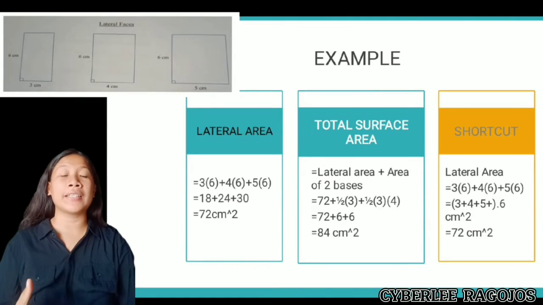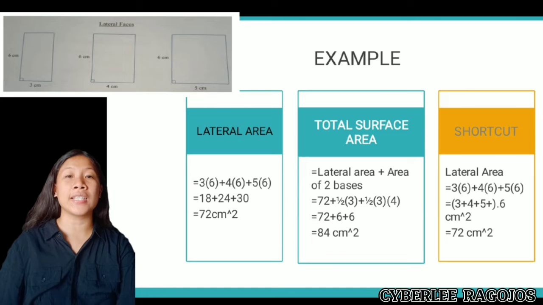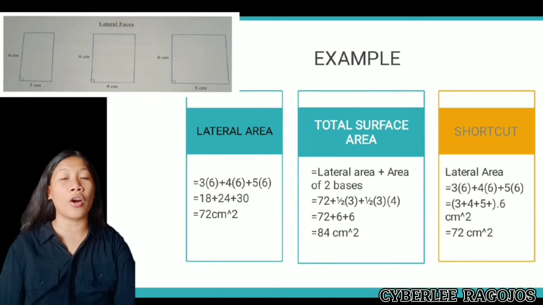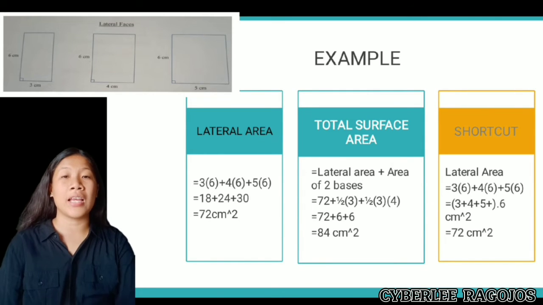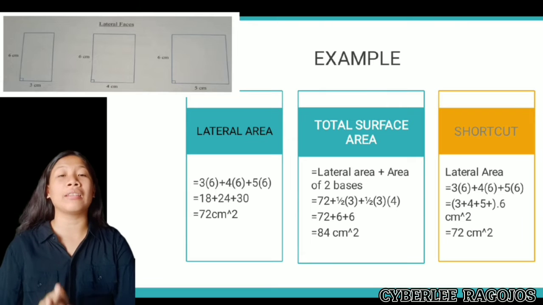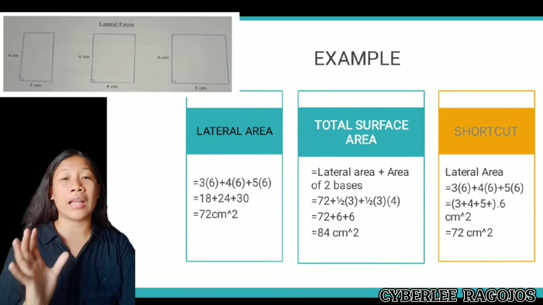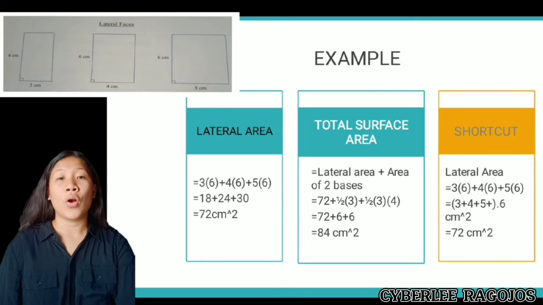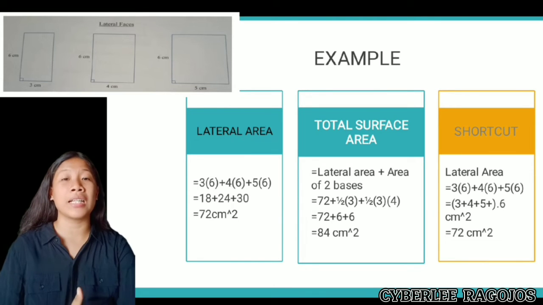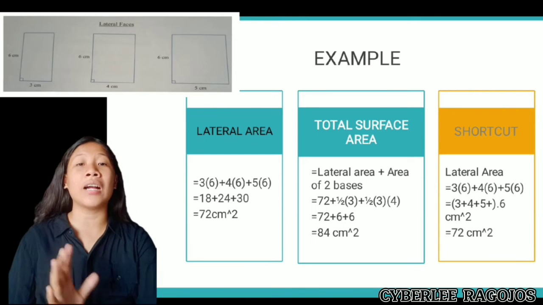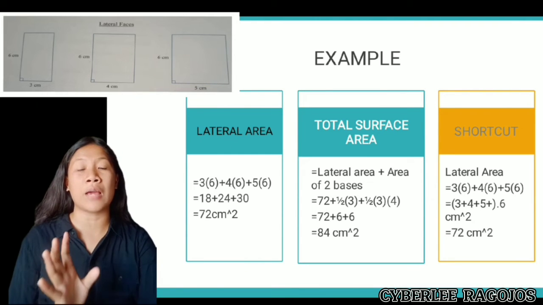Kung makikita natin sa picture dito sa lateral faces, ang unang rectangle, ang base natin is 3 and ang height natin is 6. Sa pangalawang rectangle naman, ang base natin is 4 and ang height natin is 6. Sa pangatlong rectangle, ang base natin ay 5 and ang height natin is 6 cm. Kung mapapansin natin is same lang sila na height which is 6. To compute this is gagamitan lang natin yung formulang base times height.